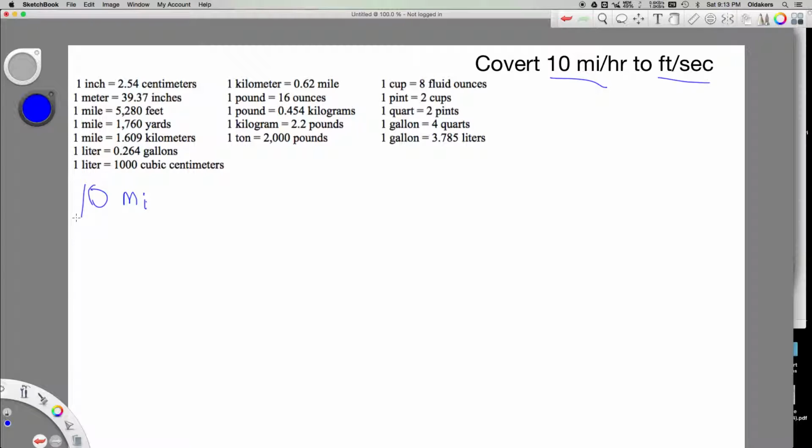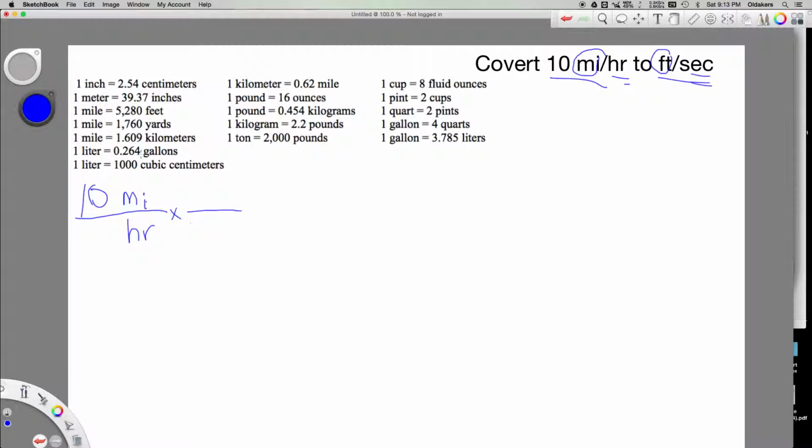So we're going to start out with our original unit of 10 miles over 1 hour, and you're going to be converting two units. You're going to be doing the miles to the feet, and then you're going to be doing the hours to the seconds. It doesn't matter which one you do first. Just pick one and go. So let's do the miles first.